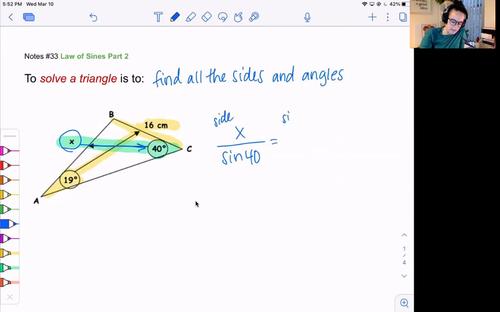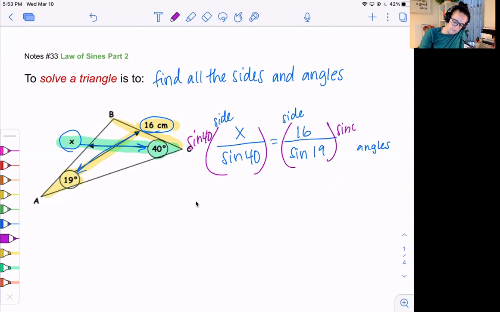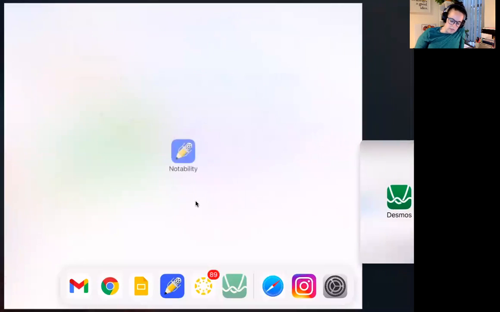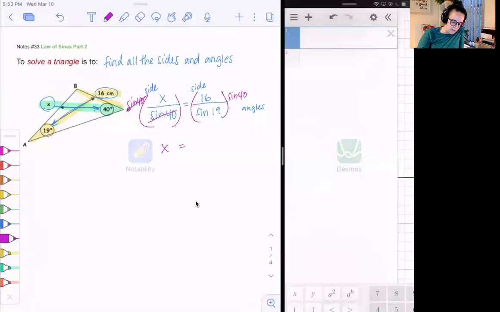So we're going to do another side. Our other side is 16, and that is along with sine 19. We have our angles on bottom, right? So exactly what we were practicing in part one. So I'm going to go ahead and solve this by multiplying times sine 40 on both sides. So that'll cancel sine 40s and leave me with just x equals.